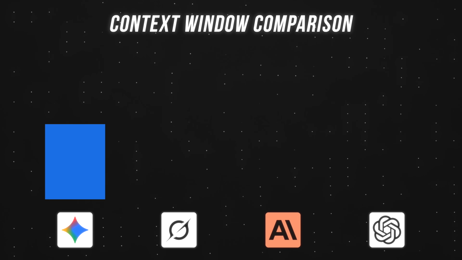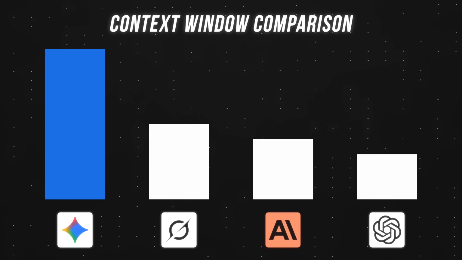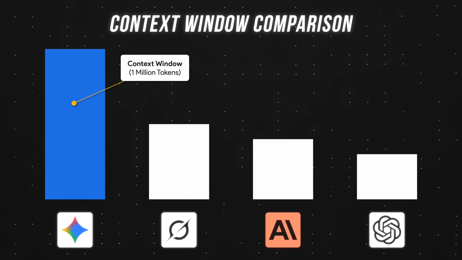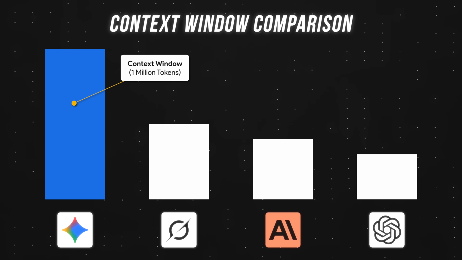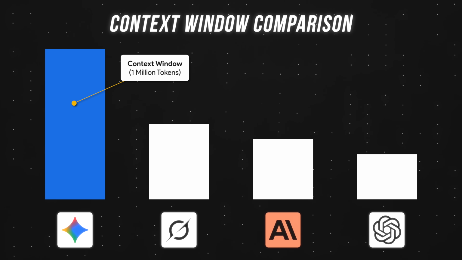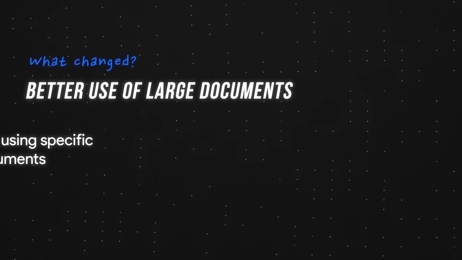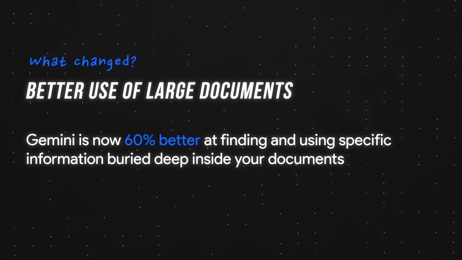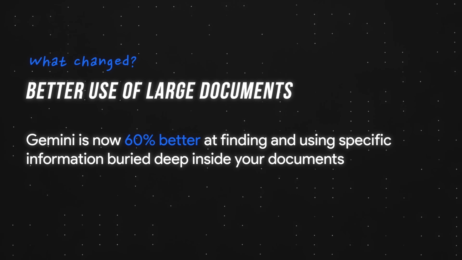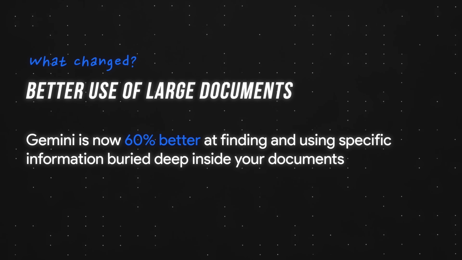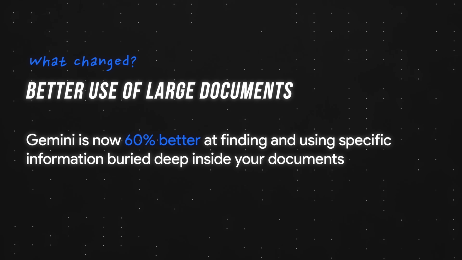So previous versions of Gemini already had a massive context window of over 1 million tokens, meaning we could upload a lot of files. But simply holding that much information is very different from actually understanding it. Think of it like someone flipping through a 200-page book instead of thoroughly studying it. With this update, Gemini 3 is now 60% better at finding and using specific information buried deep inside your documents. And to show you the difference, here's a real-world example.